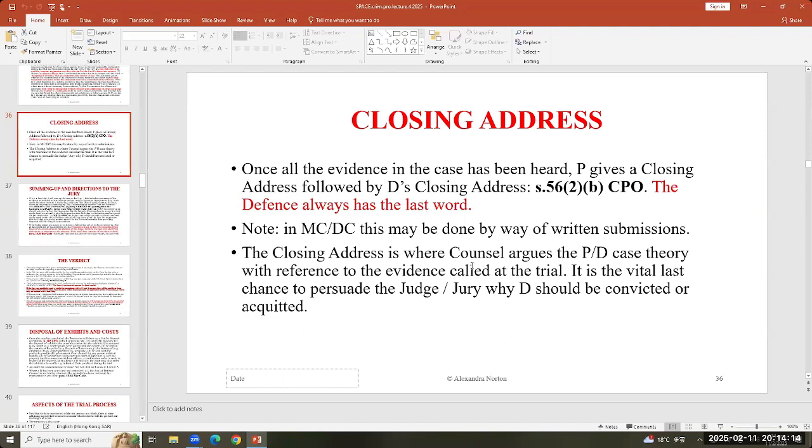All right, so closing address is really where you argue your case theory, right? So this is where you attempt to influence the fact finder. You draw conclusions from the evidence that's been presented. From the defense perspective, you may be poking holes in the prosecution's case, arguing that they haven't proved one of the elements, or maybe more than one of the elements, or you may also be putting forward a defense that you ran as well.